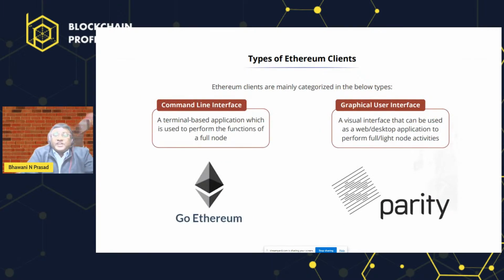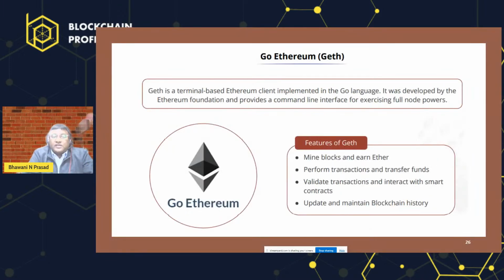So, types of Ethereum clients. What kind of Ethereum clients do we develop? We develop either Go Ethereum or Parity. Go Ethereum is a command line interface, a terminal-based application which is used to perform the functions of a full node. And Parity is a graphical user interface, a visual interface that can be used as a web desktop application to perform full or light node activity.